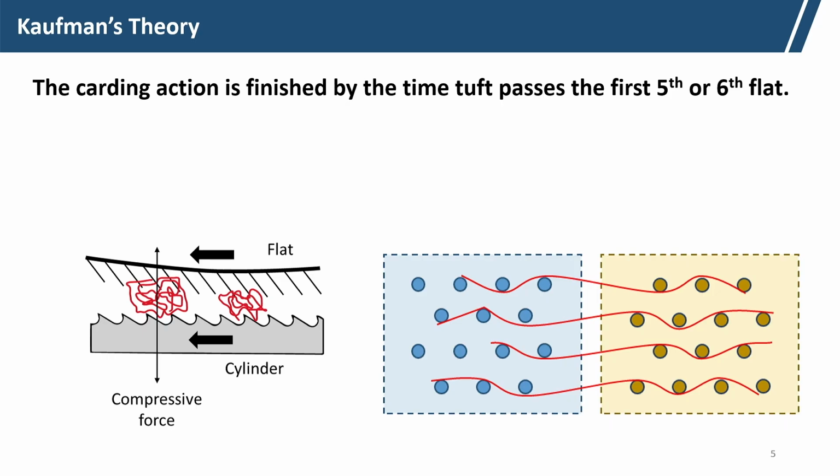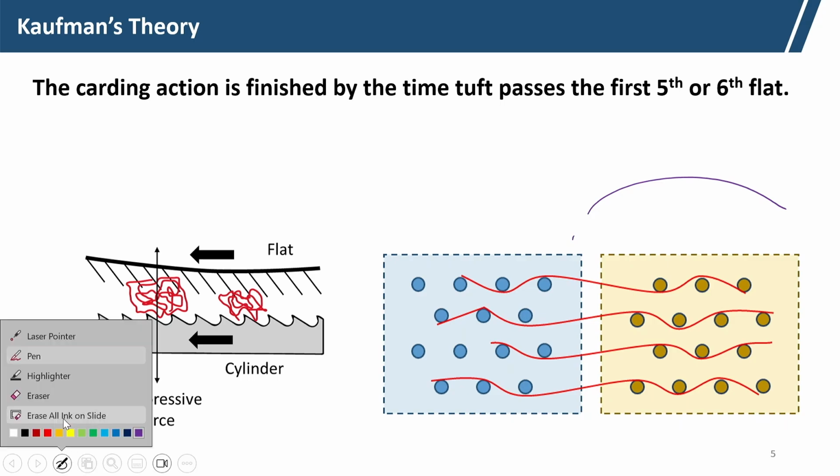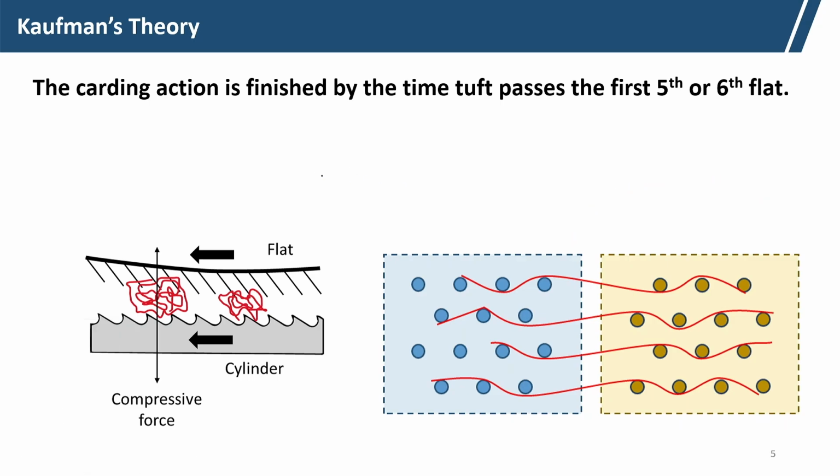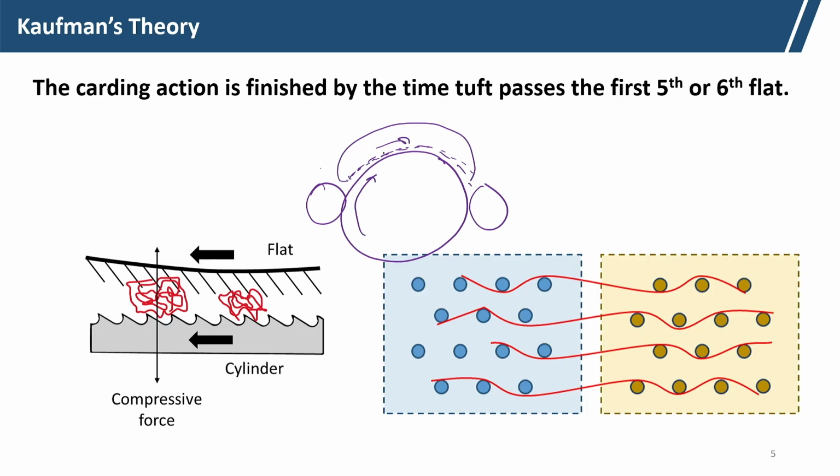So, there is a series of flats. This is a cylinder, let me draw. Suppose this is the Licker-in, cylinder, doffer, and this is the flat surface. There are a series of 40 to 50 flats. The flat moves in this direction, and the cylinder also moves in this direction.